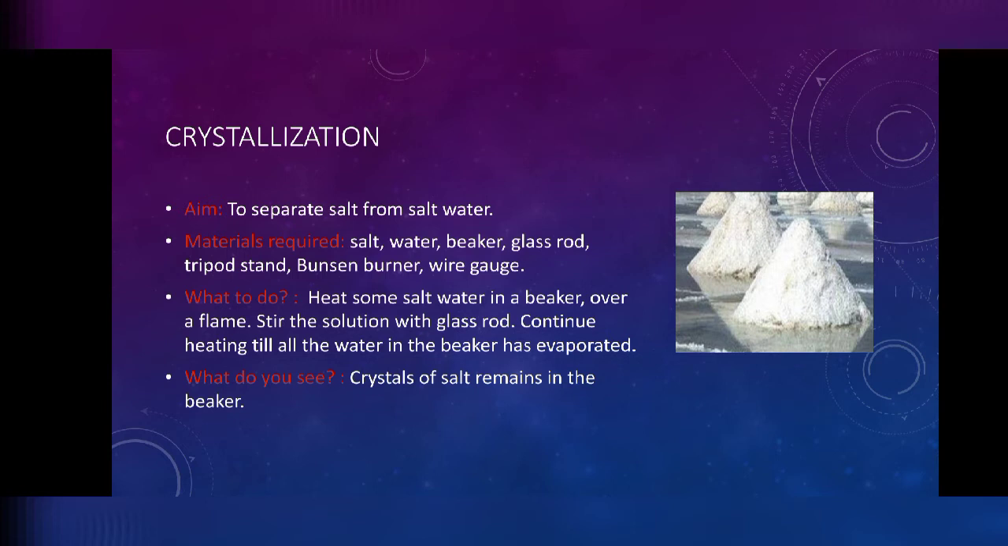How to do this crystallization? Heat some salt water in a beaker over a flame. Stir the solution with glass rod. Continue heating till all the water in the beaker has evaporated. What do you see then? Crystals of salt remain in the beaker. We can separate sugar from sugar solution in the same manner by using the technique crystallization.